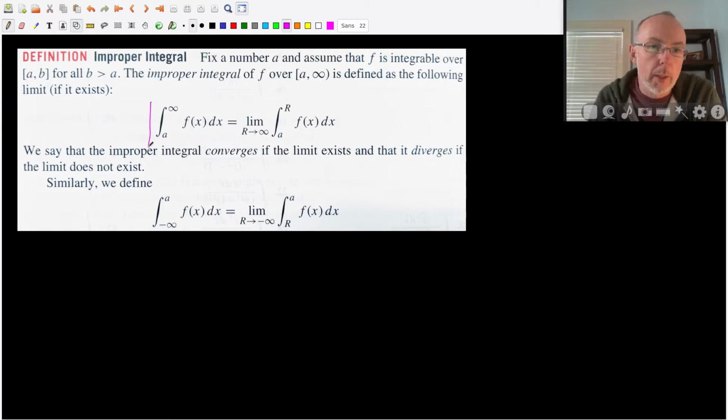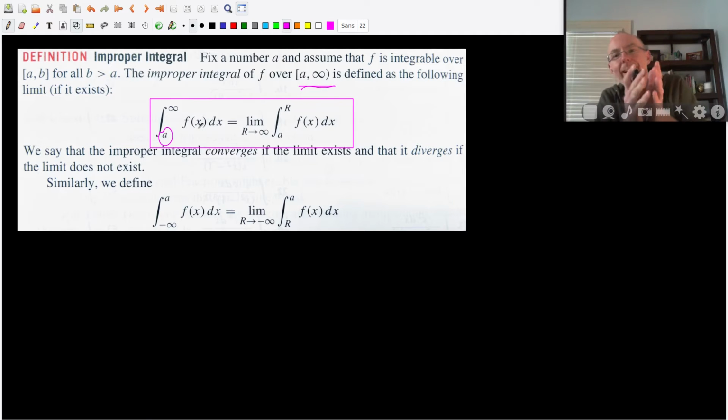This is precisely what I just defined, right? This definition here is what I mean by an improper integral between a and infinity. In our case, a was 1. So a is a fixed number, and then we look starting at a all the way out to infinity. And we just add up those areas in the limit.